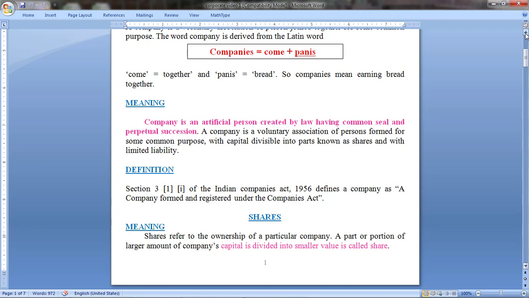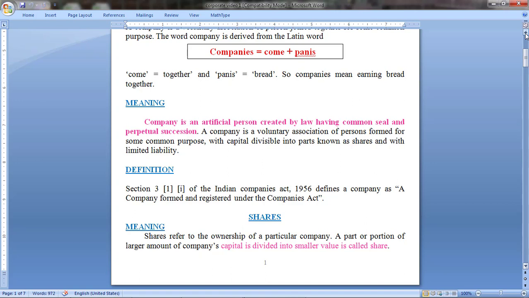It will appoint a signing authority, or the person who is in charge of the particular company will sign the documents. He or she will sign the documents and affix the seal of the company with its name and logo. That is termed as common seal.